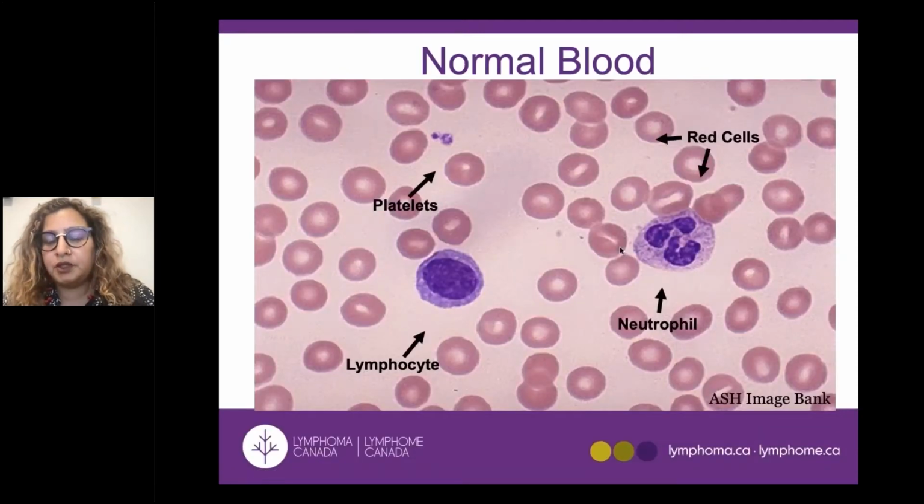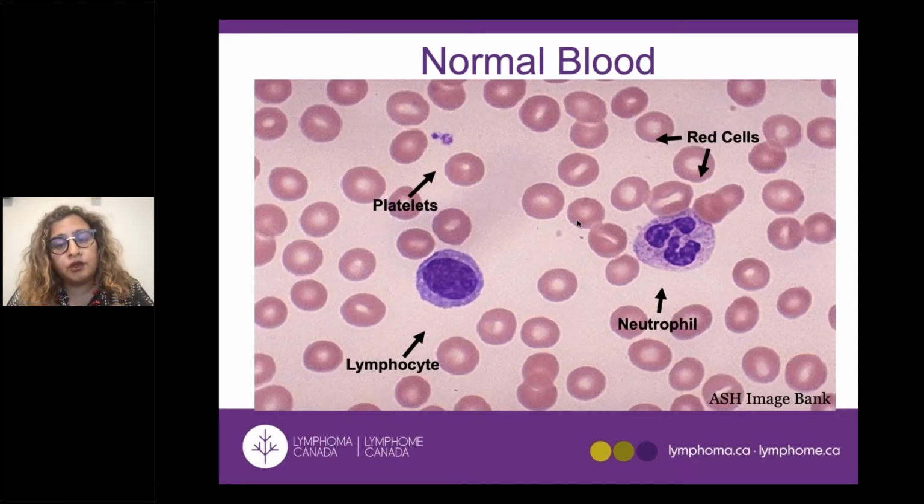But other cells are also required to help fight infections, but also to understand the balance that is required to maintain a healthy blood count. The other cells that are of importance are the neutrophil over here and the platelets over here. The neutrophils are bacteria-fighting blood cells, and the platelets are a subtype of cell that help us form clots.